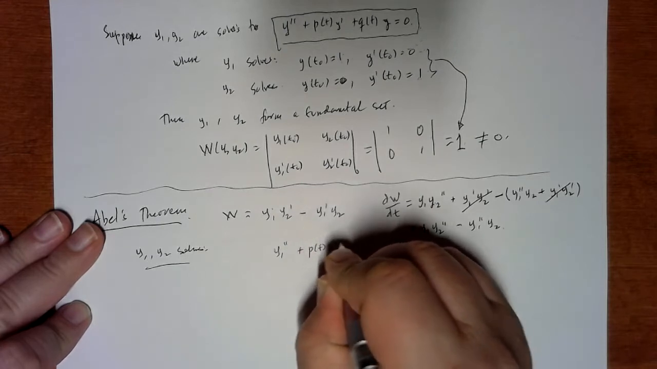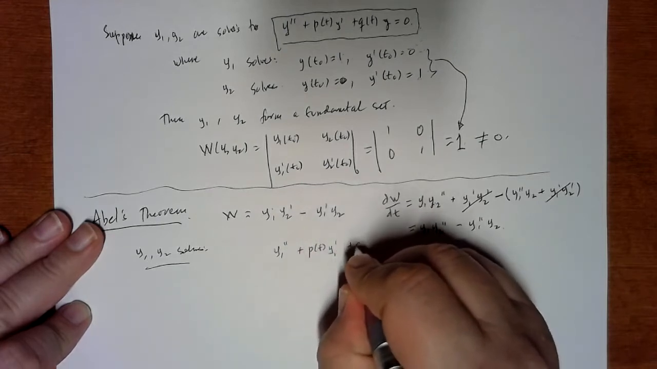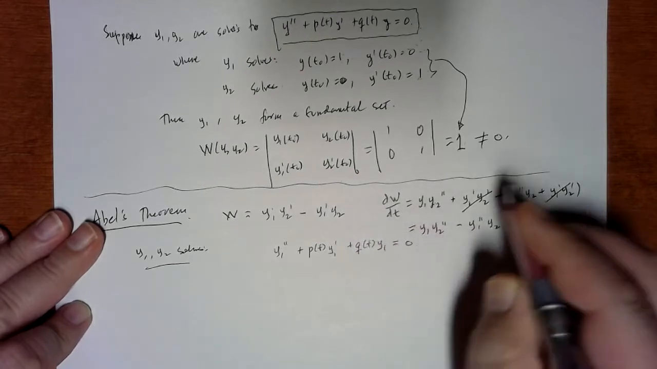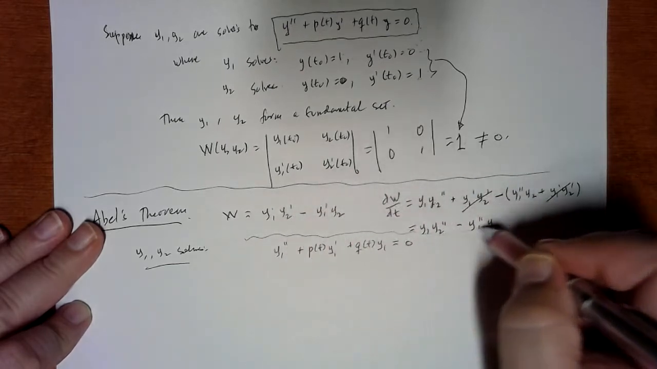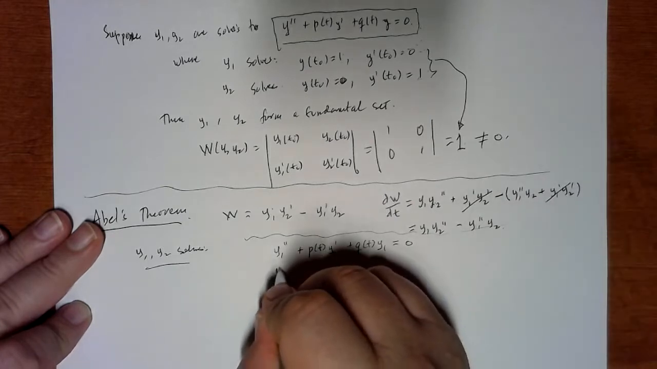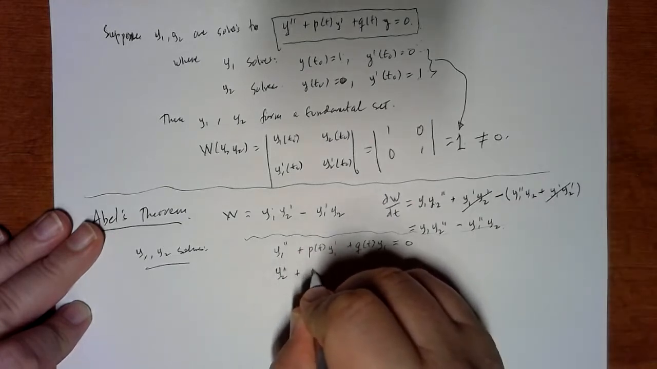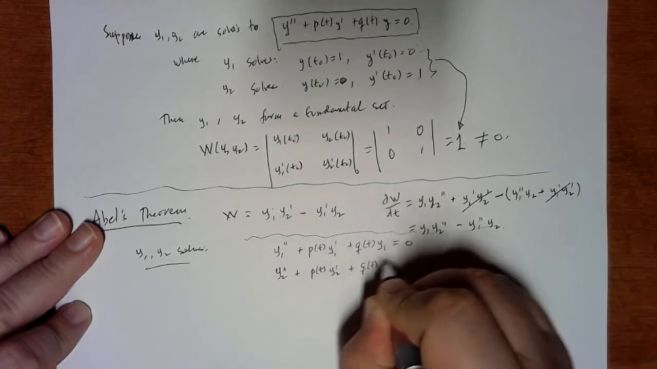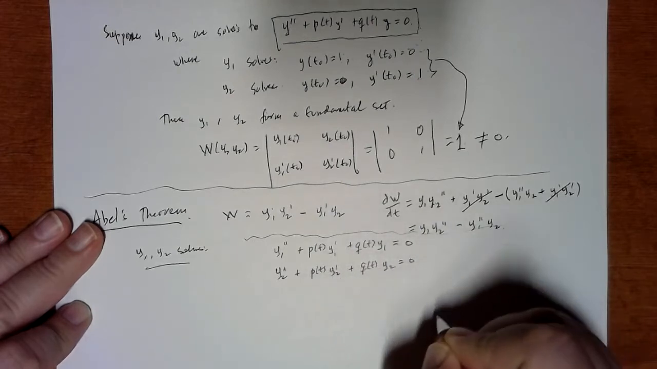this is going to be a lot of algebra, but I think it has a nice payoff at the end, so be patient. Oops, I'm getting too close. y2 double prime plus p of t, y2 prime plus q of t times y2 equals 0.